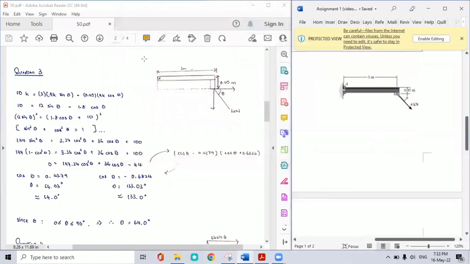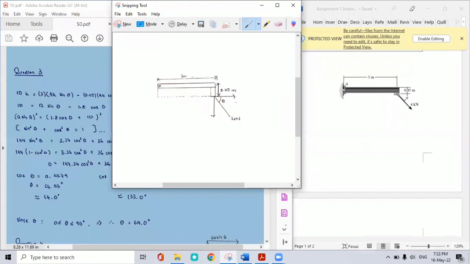So we can resolve the force into two directions, which this is the Fy and this is the Fx. And we know how to find a moment. Moment is equal to force times S, but the force has to be perpendicular to the displacement.